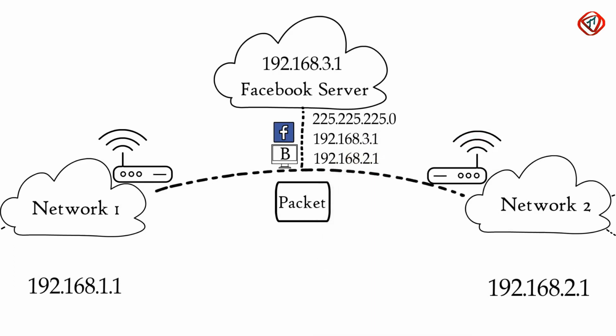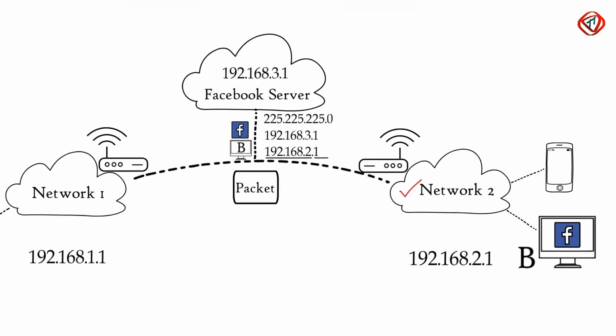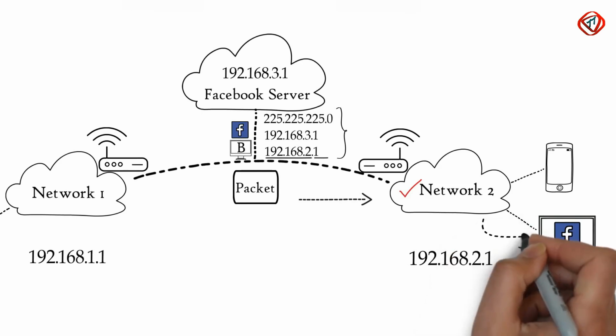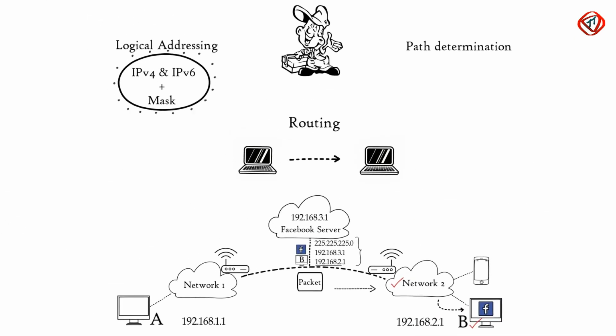255.255.255.0. This mask tells that the first three combinations represent network, while the last combination represents host or computer B. So based on IP address format, received data packet will move first to network 2 and then to computer B. So based on IP address and mask, routing decisions are made in a computer network.